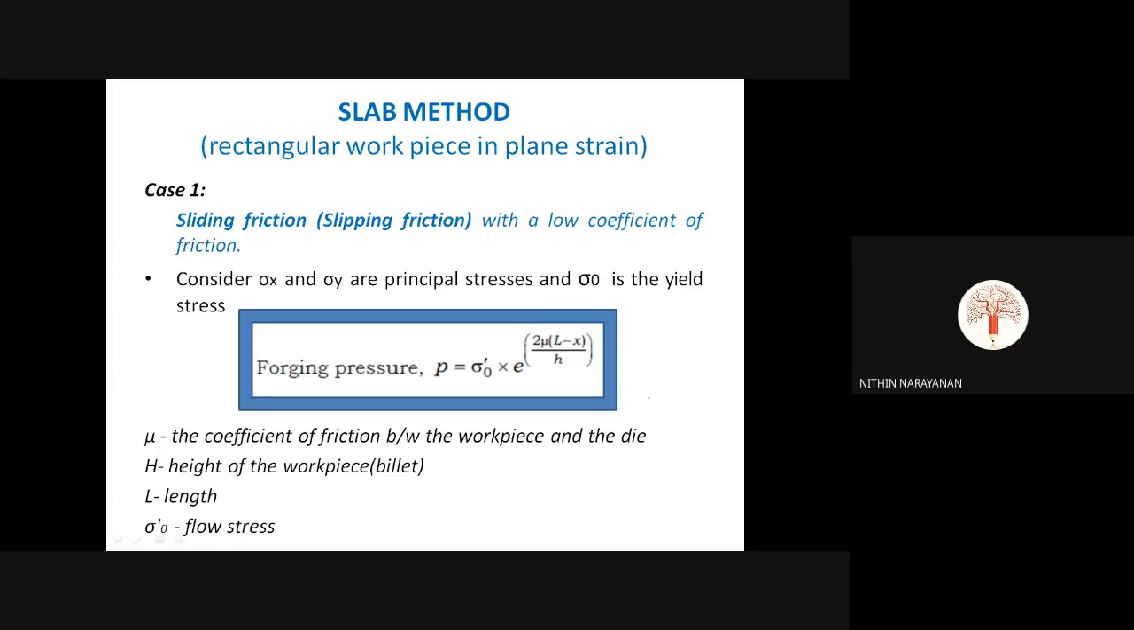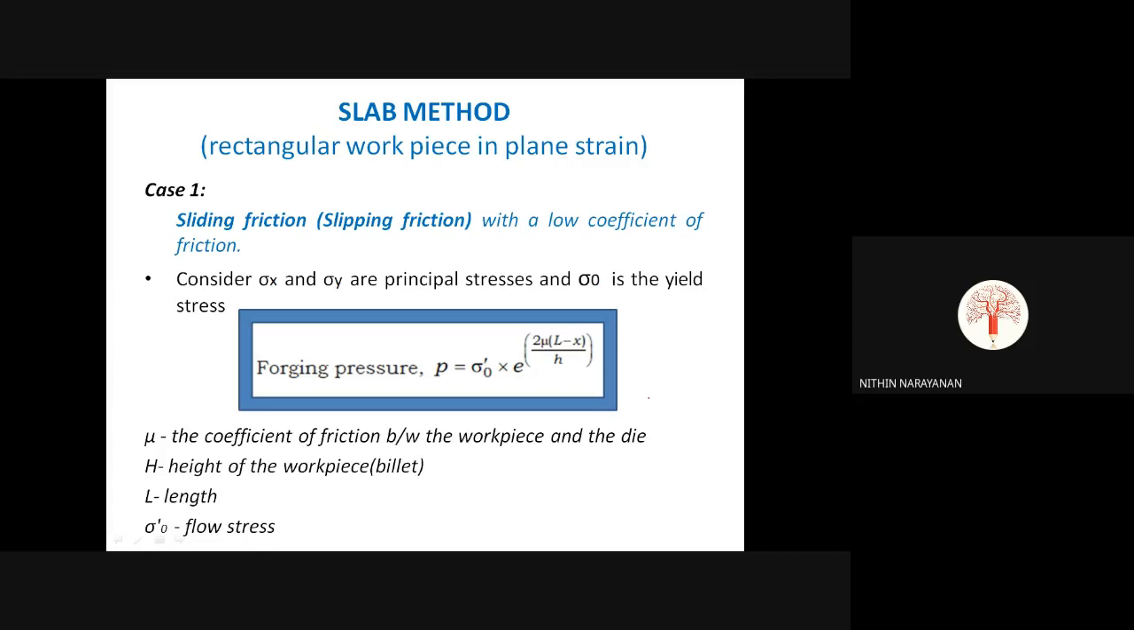There are a lot of assumptions and simplifications made in this, which are directly the basic mechanics of solids calculation. You can refer to the text if you want the details of this derivation. What I have given here is only the final equation.